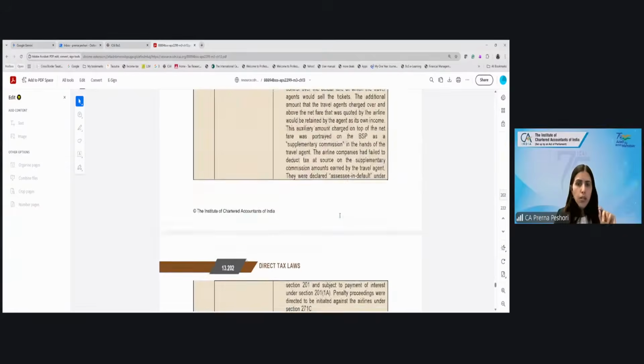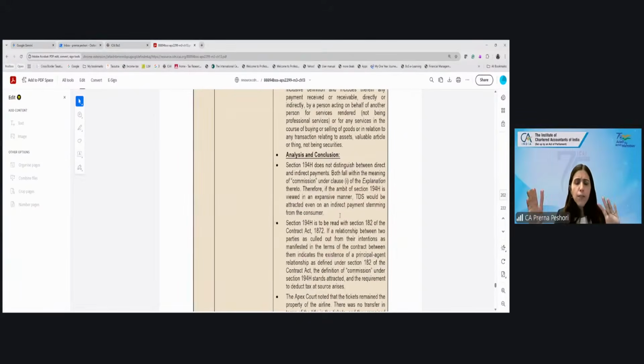So the Supreme Court here noted that 194H does not distinguish between direct and indirect payments. Right? There is a relationship of principal and agent between the airline and the travel agent. The travel agent does not buy the tickets. Unlike the stamp papers, unlike the recharge vouchers, travel agents are not buying the ticket. Whatever travel agents are doing, they are doing for the airline. They cannot sell the ticket without the authorization of the airline. Right? So they are basically agents. There is a contract of agency.